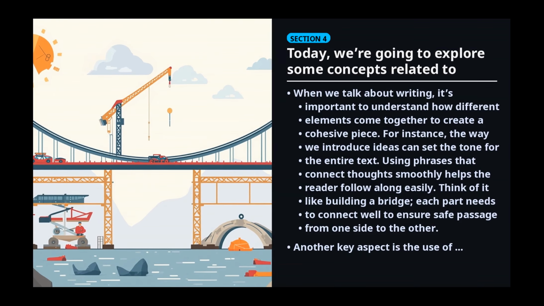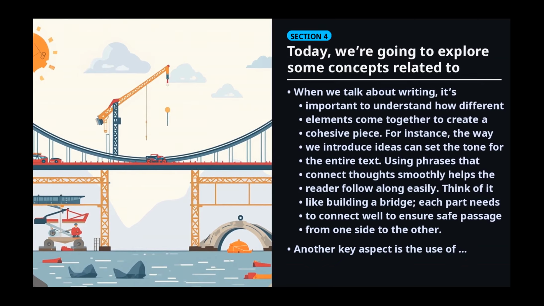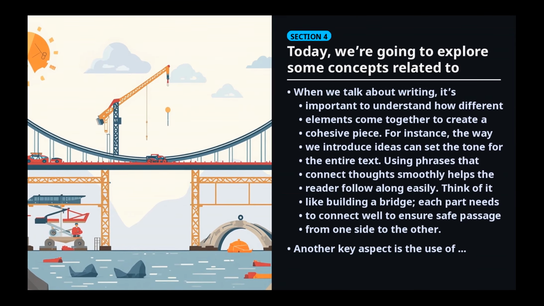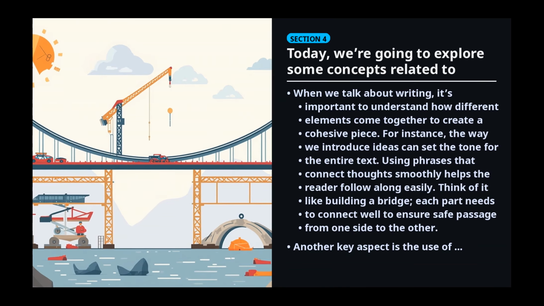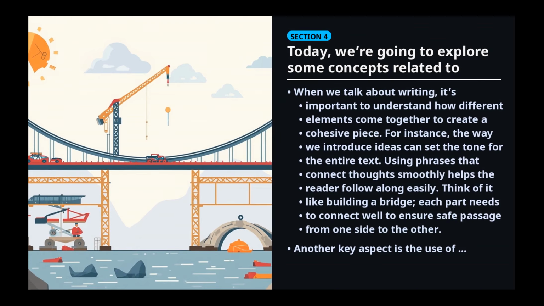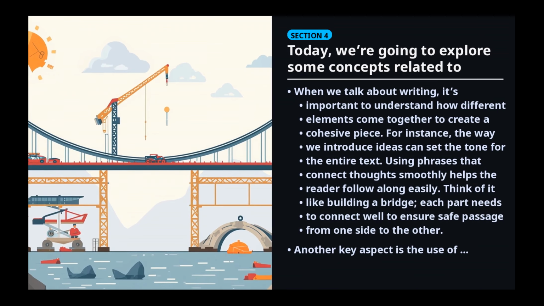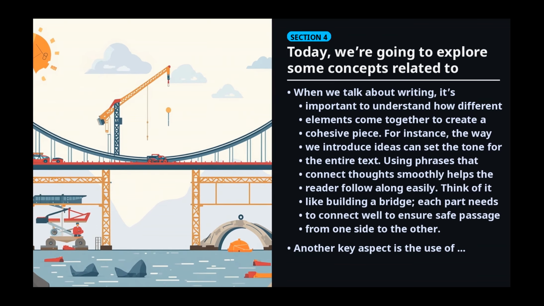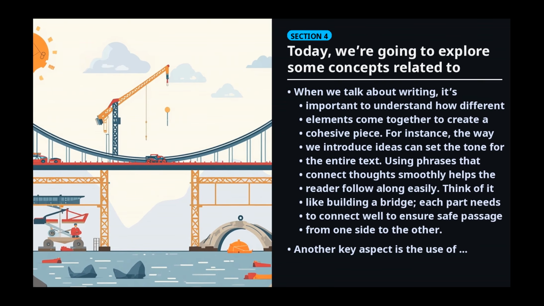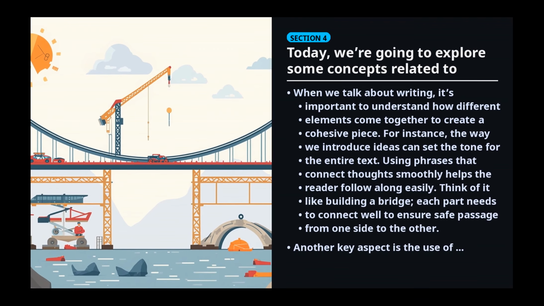When we talk about writing, it's important to understand how different elements come together to create a cohesive piece. For instance, the way we introduce ideas can set the tone for the entire text. Using phrases that connect thoughts smoothly helps the reader follow along easily. Think of it like building a bridge. Each part needs to connect well to ensure safe passage from one side to the other.